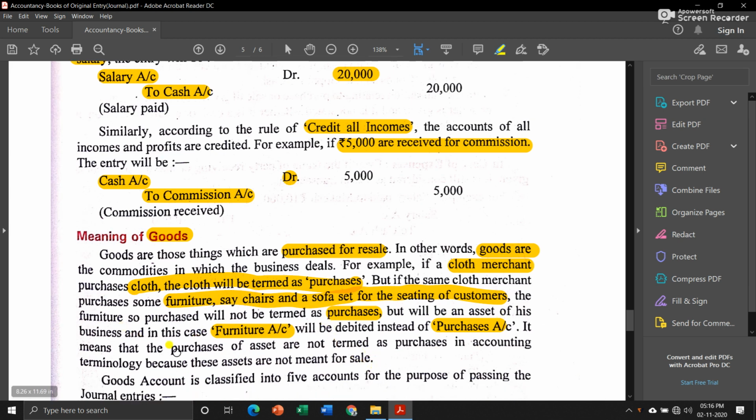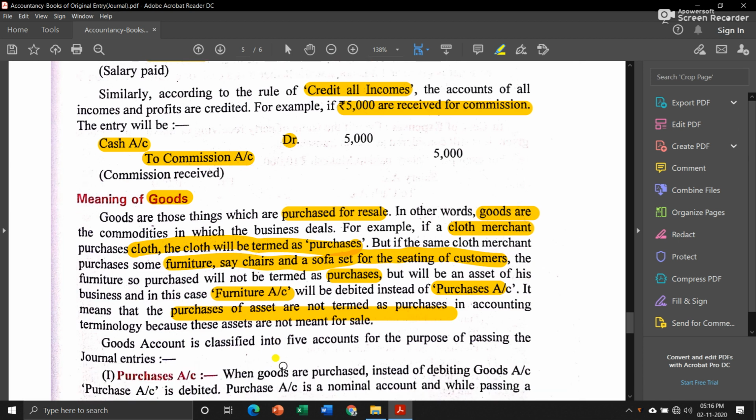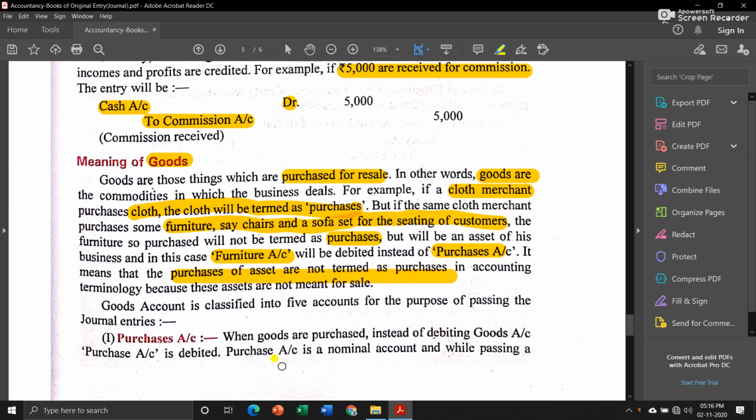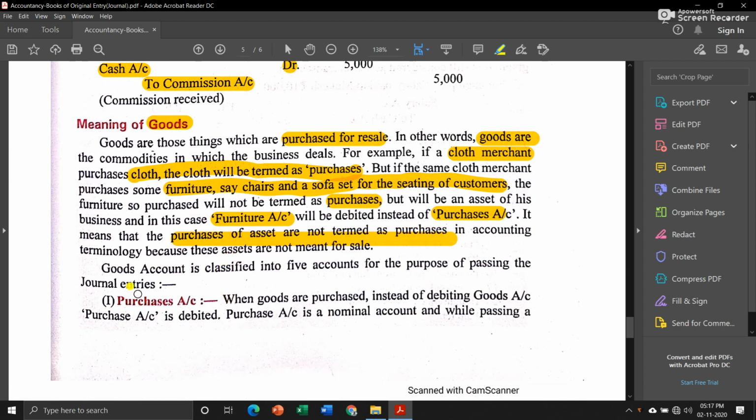It means that purchases of assets are not termed as purchases in accounting terminology because these assets are not meant for sale. Now, goods accounts are classified into 5 accounts in journal entries. Now let us see what those accounts are. First is purchases account. When goods are purchased, instead of debiting goods account, we will not write goods account, but we will write purchase account.